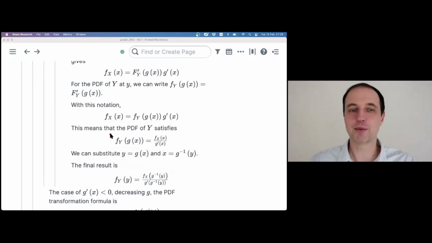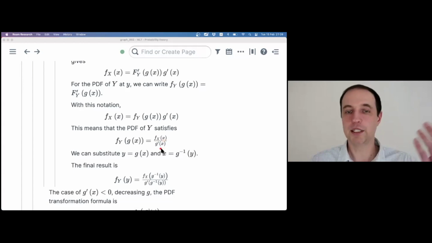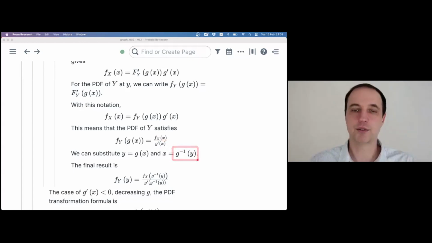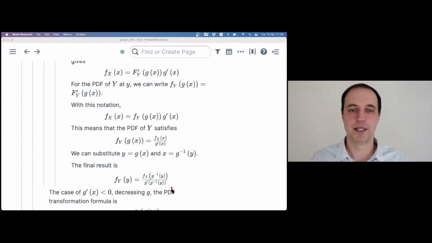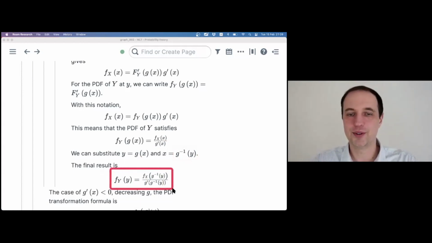Now, you can make some cosmetic changes to the transformation formula. Instead of x on the right-hand side, you would like to write g inverse of y, so the value of x that corresponds to y. If you do that, you get this formula right here. So that's how you can compute the new PDF.